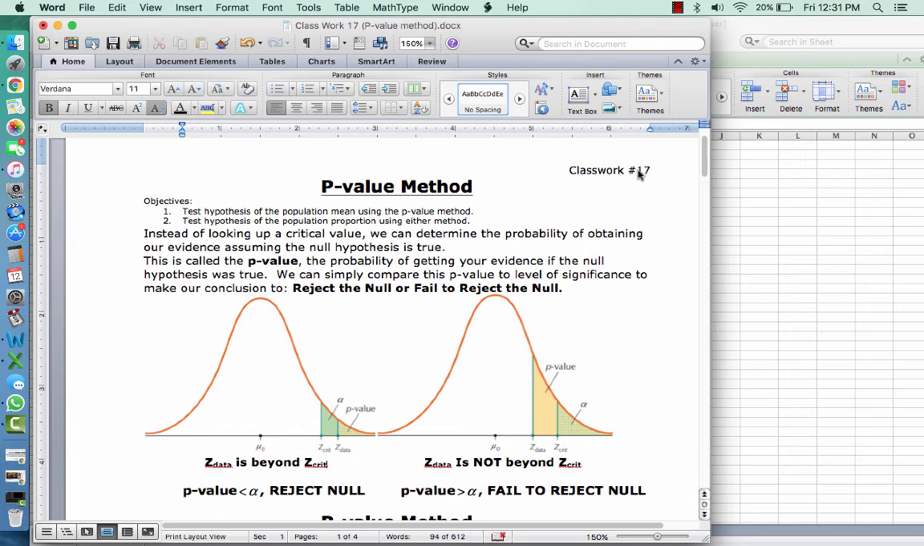Hi, this is Jeff Spencer, Math 135 instructor for the Community College of Denver, and this is a video going over the steps to do the p-value method to complete a hypothesis test.